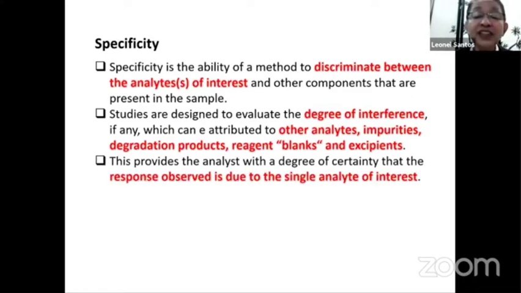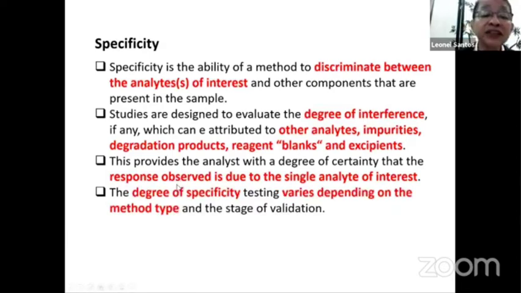So specificity is important so that what you are trying to measure and what you actually see as a signal from your instrument is actually what you're trying to monitor. So the response observed is due to the single analyte of interest. Again, we are in the age where we have more sophisticated instrumentation, and at times even optical isomers need to be isolated and separated because they have different biological activities.